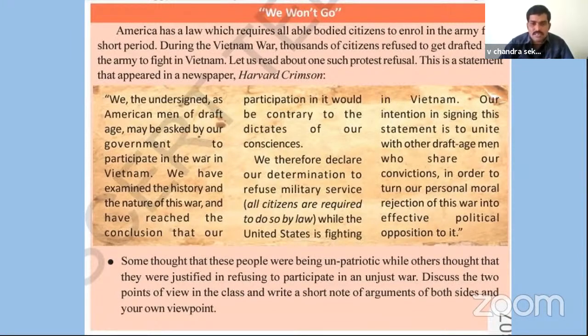Okay, children, discuss this statement, "We won't go." Discuss the two points of view in the class and write a short note of arguments of both sides and your own viewpoint. Okay, children.